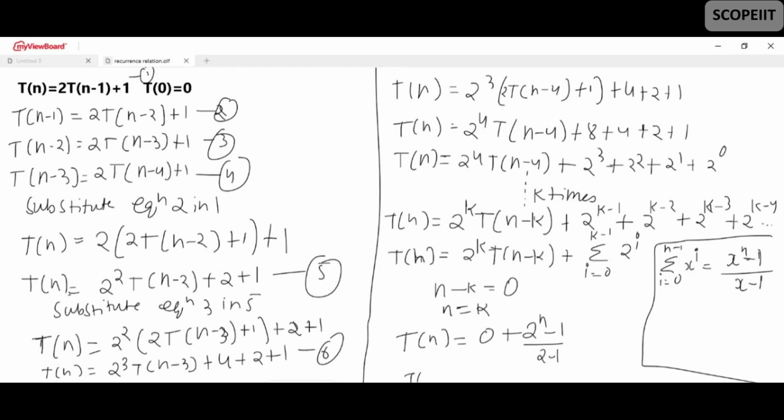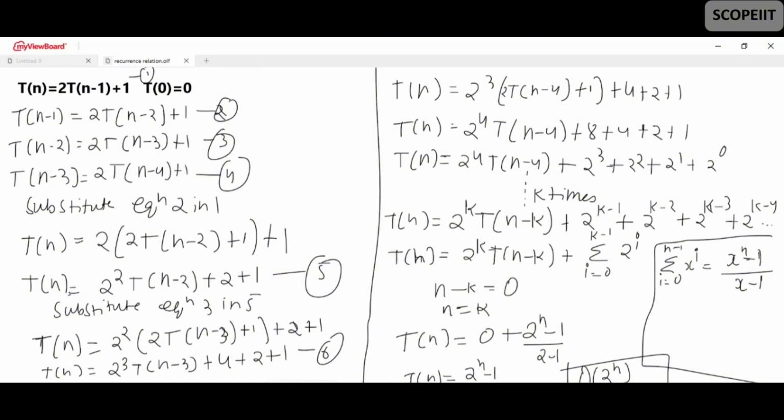So T of n is equal to 0 plus, here we'll have 2 to the power n minus 1, and 2 minus 1 is 1, so no need to write it. So here what is the maximum? Maximum is 2 to the power n or 1? 2 to the power n. So the time complexity for this will become big O of 2 to the power n. This is the time complexity for this given recurrence relation.